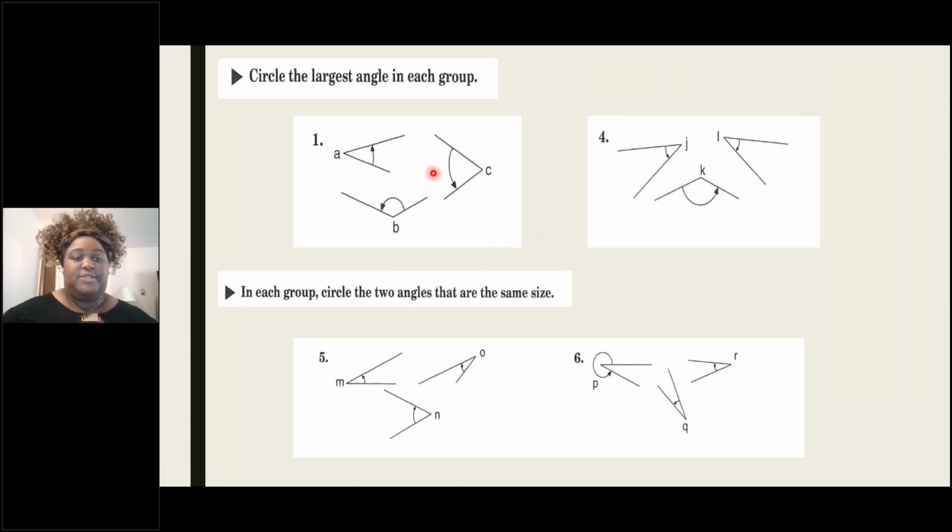So here's a few exercises to get a better idea of that. The first one wants us to circle the largest angle in each group. So we have three angles in this group, angle A, angle B, and angle C. So we want to figure out which angle of the three is the largest. And we can tell that just by looking at them. So I'll give you a minute to look at them and see which one you think is the largest.